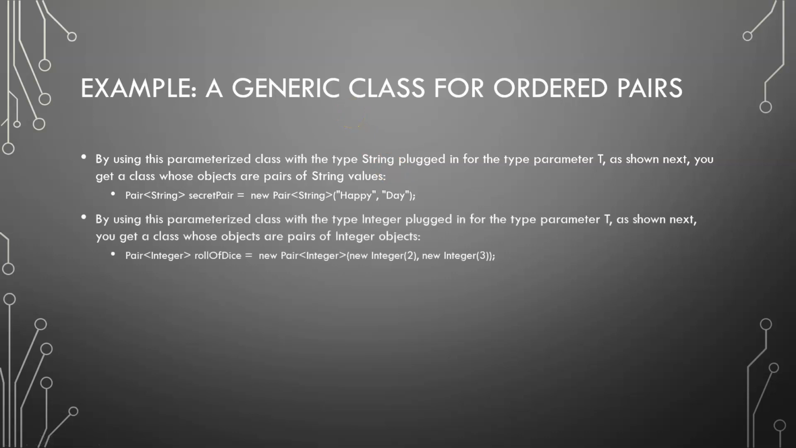Now, by using this parameterized class with the type Integer plugged in for the type parameter T as shown next, you could get a class whose objects are a pair of Integer objects. Pair<Integer> rollOfDice equals new Pair<Integer>(new Integer(2), new Integer(3)).